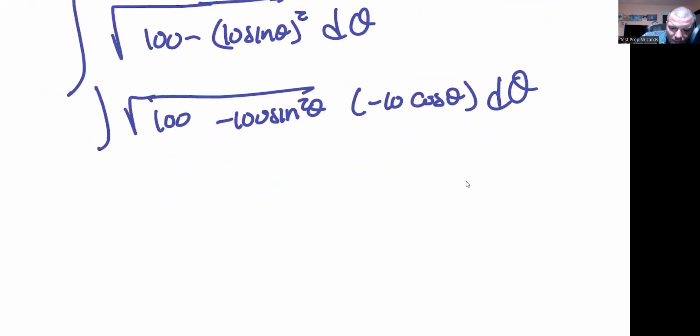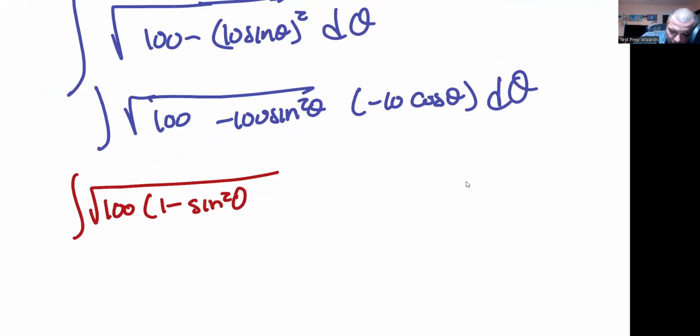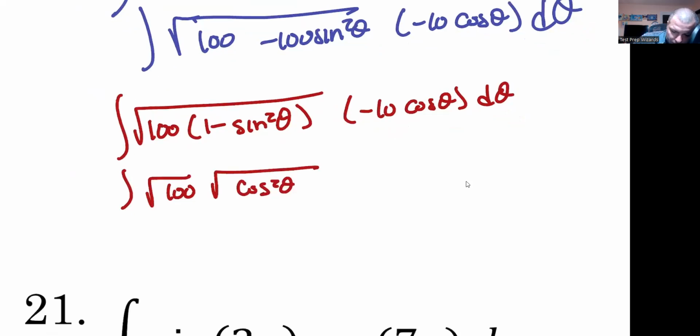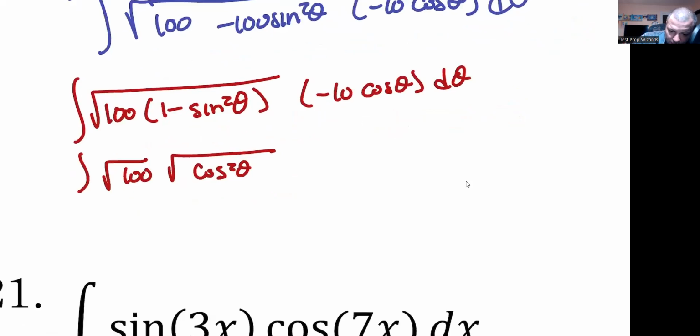Okay, so I can factor 100 out, still in the square root. So I'm going to get the square root of 100 times 1 minus sine squared of theta, times negative 10 cosine theta d theta. So I can use my rules of square roots to write it this way. 1 minus sine squared is cosine squared. So I still have this. I'm going to pull this negative 10 out.